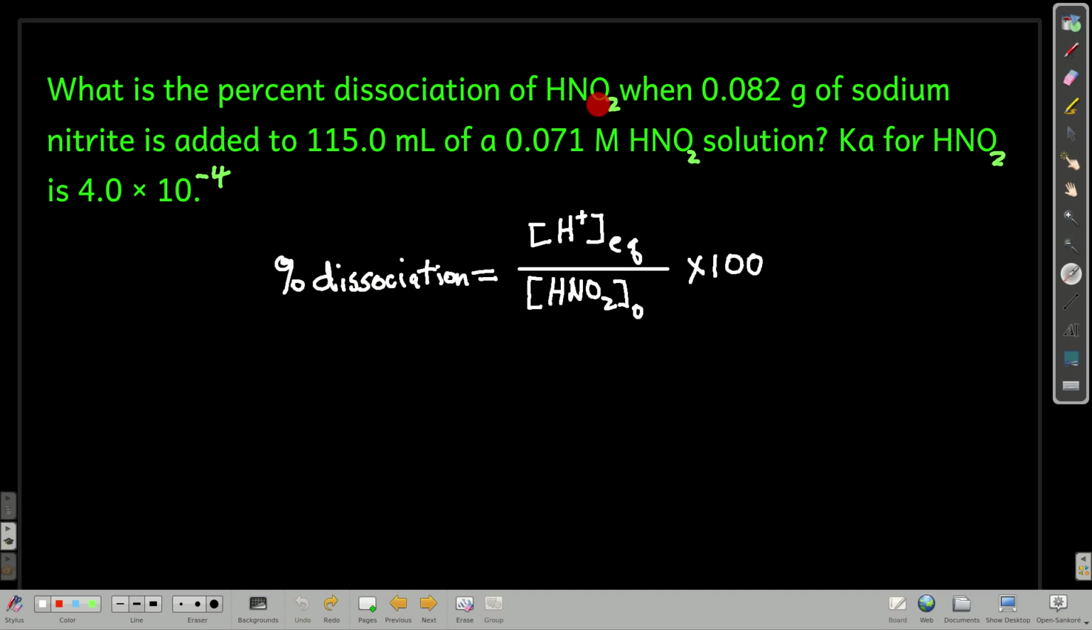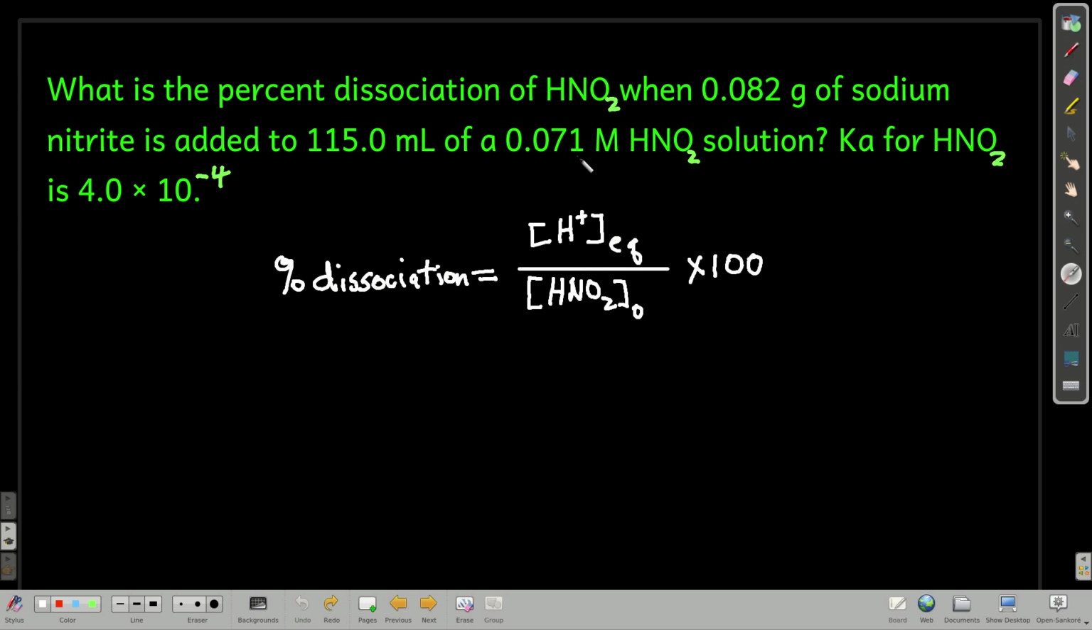So this is a problem: percent dissociation of a 0.07 molar solution of nitrous acid when you add 0.082 grams of sodium nitrite to it. And I give you the Ka for nitrous acid. This is the common ion effect type of problem. Percent dissociation will be the concentration of hydrogen ion at equilibrium divided by the initial concentration of nitrous acid times 100. So what we're going to do basically is set up two ICE tables.